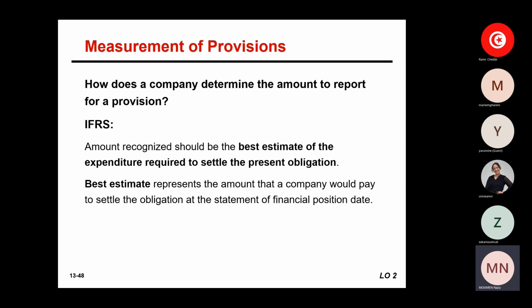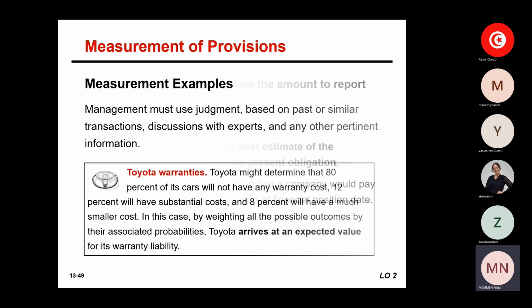So what is the best estimate? That will be the amount that I'm expecting to pay to settle that obligation at the statement of financial position date. So at December 31, how much am I expecting to pay, for example, to settle the litigation with the employee, or the warranty with the customers, or environmental damages, etc. So I should proceed with the most accurate estimate possible for that liability. That's really important.